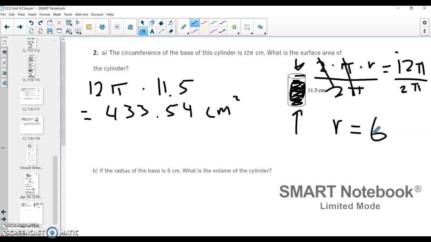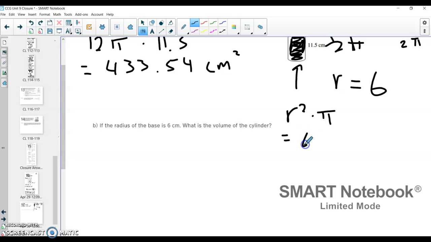Now I can use that radius to find the area of that circle, like the lid. I can find the area of the lid by doing radius squared times pi. For us, that's 6 squared times pi, which equals 36 pi. Or if you like it as a decimal, 36 pi is 113.1.